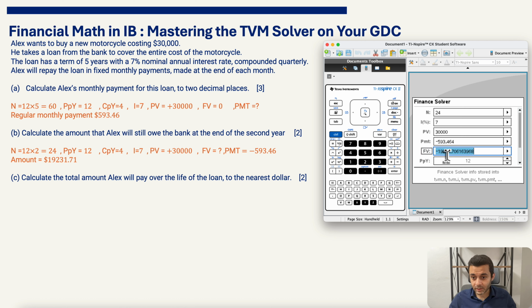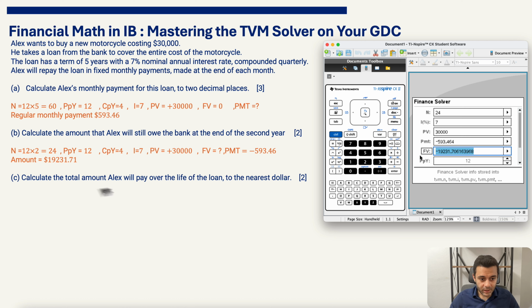So now we'll press here. As you see, this is the number that we got. Here, of course, we got it negative because it will still be paid. He still needs to pay it or spend it. So after 2 years, he still has an outstanding payment of 19,231.71. But of course, when we write it in the answer, we write it as an absolute number, not negative or positive.